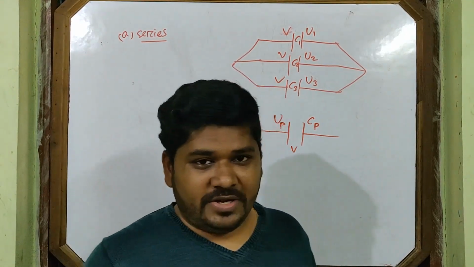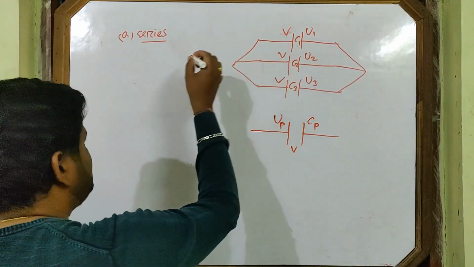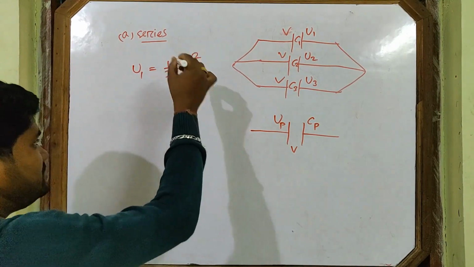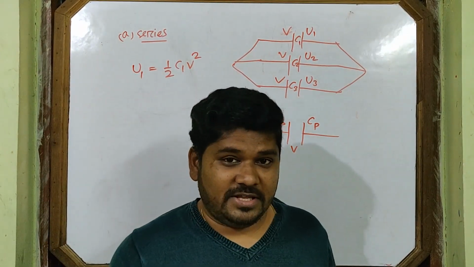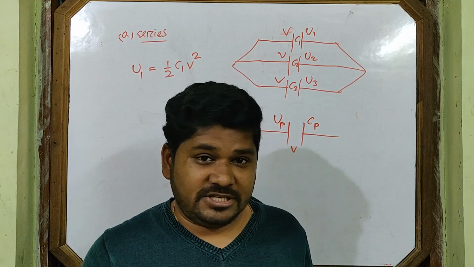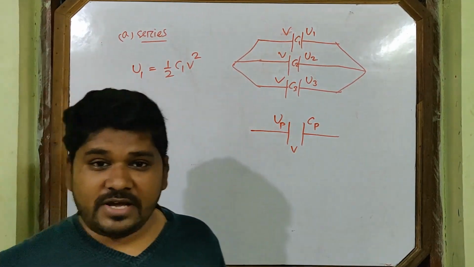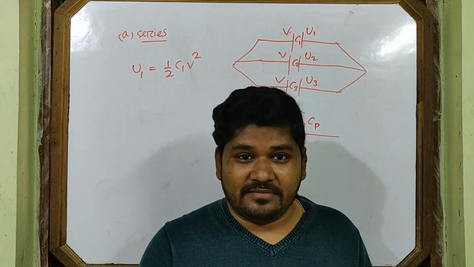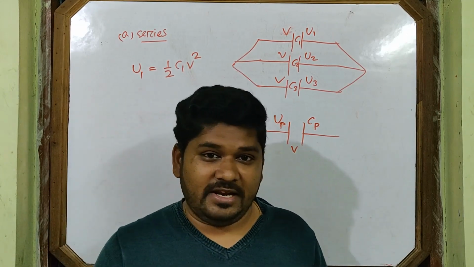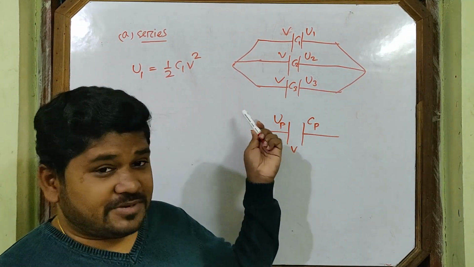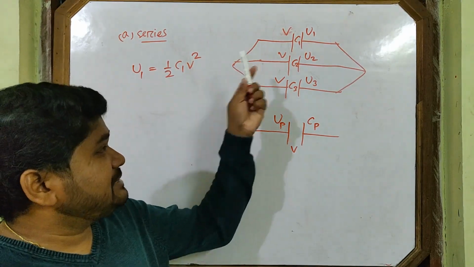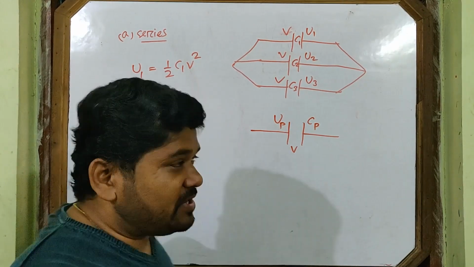Parallel combination, so I wrote P here. Now for the first capacitor, write the formula U1 is equal to half C1 V square. Then you are thinking, sir, why are you writing this type of formula? In the previous one, you wrote half Q square by C, but here you write half CV square. All the formulas are the same, but I write whichever will be easy for our derivation. In series I wrote Q square by C because Q is constant. Why am I writing half CV square here? Because V is constant. It will be easy for our derivation.